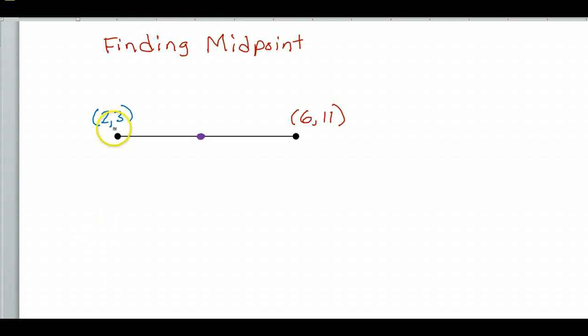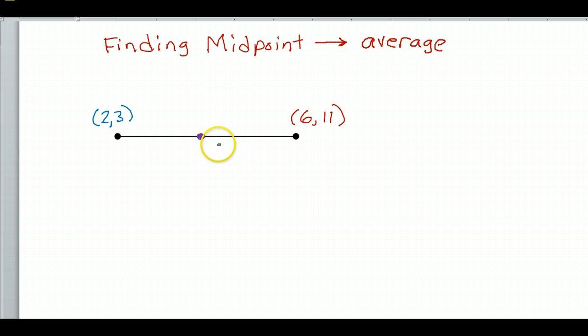Point is 2, 3. The other endpoint is 6, 11. I've tried to emphasize that finding the midpoint is all about finding the average. If we find the average of the x values, that's going to give us the x value of the midpoint. If we find the average of the y values, we will find the y value of the midpoint.